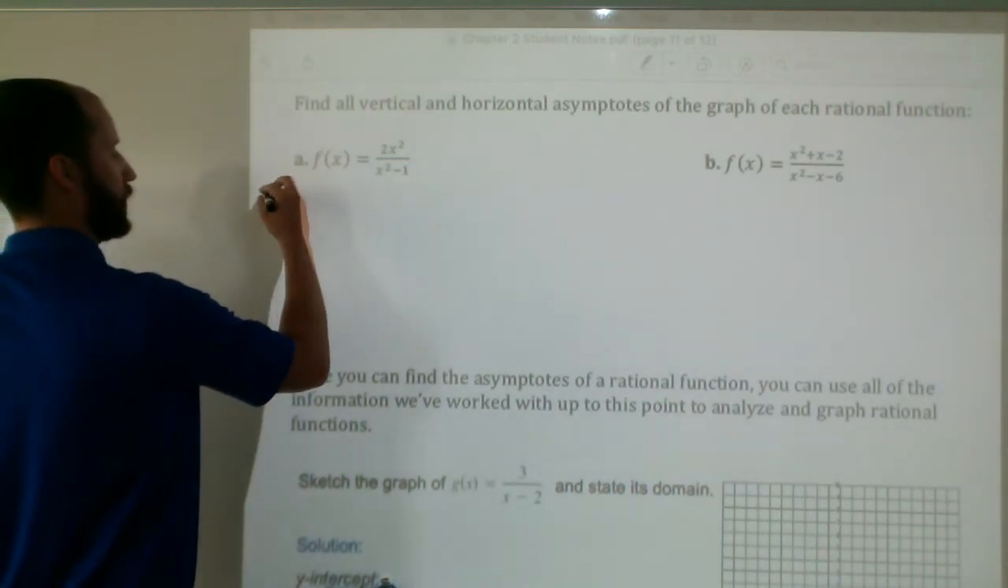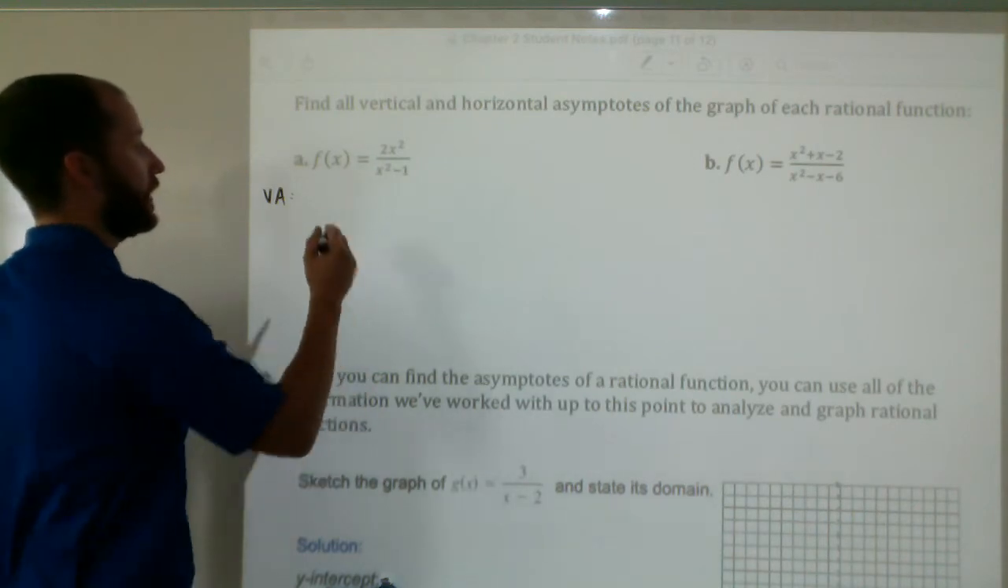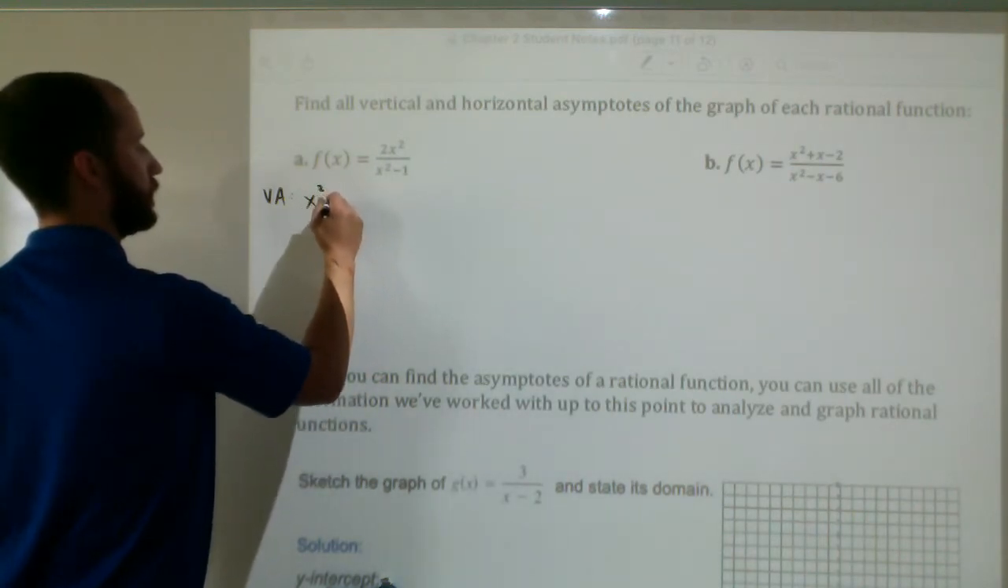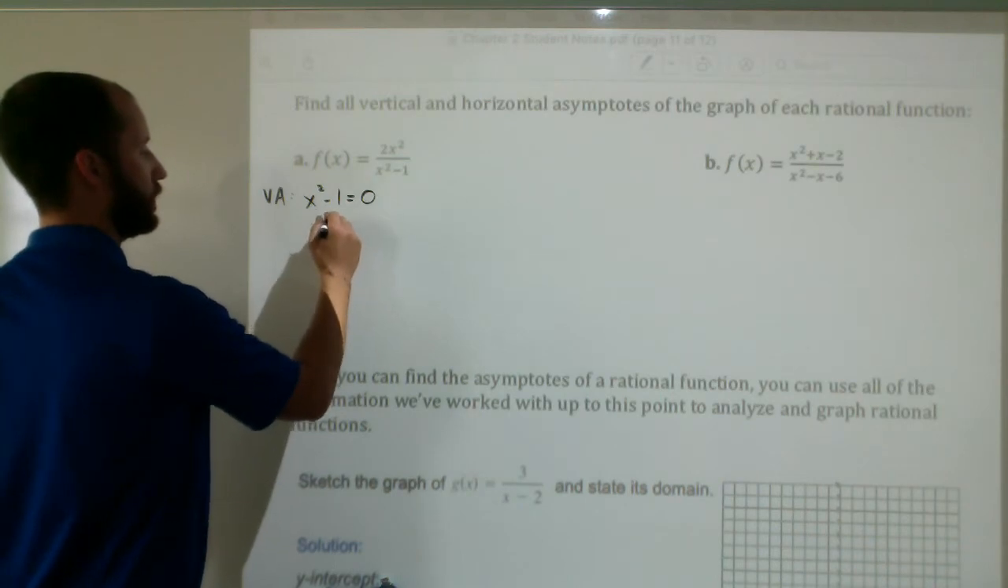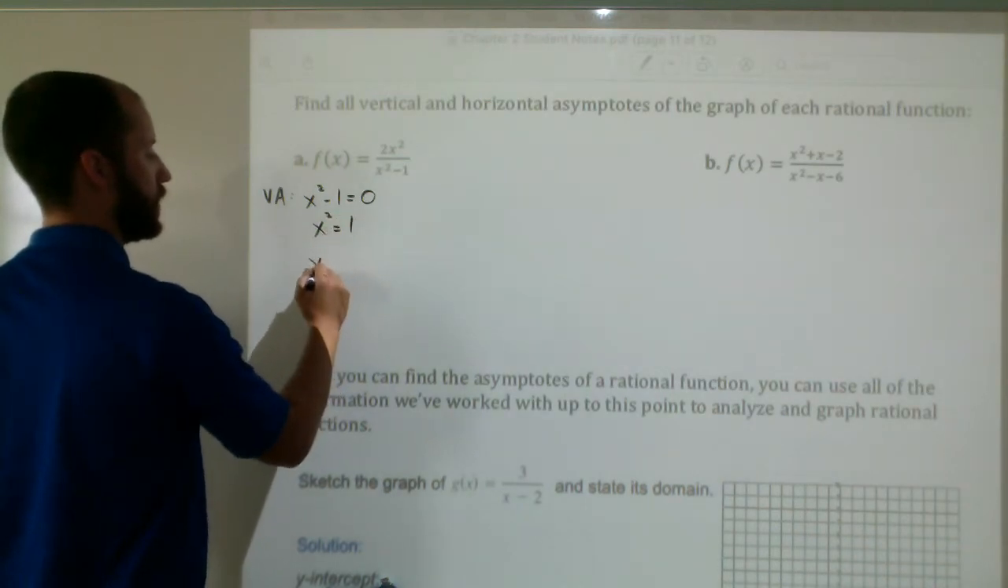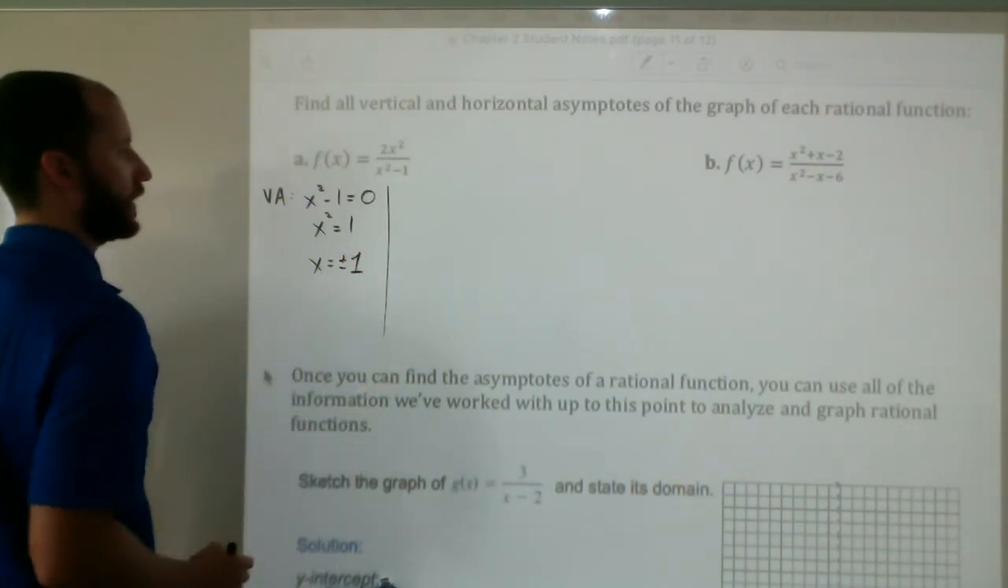So vertical asymptotes. This is the same every time. Take your denominator, set it equal to 0, and solve. So x squared equals 1, square root, plus minus 1. There you go.